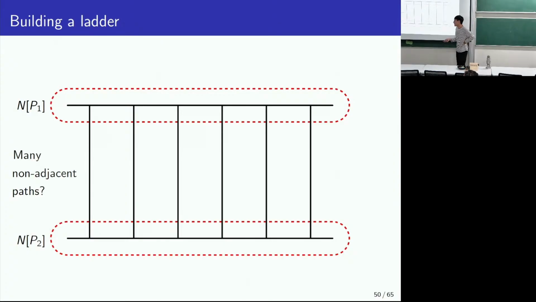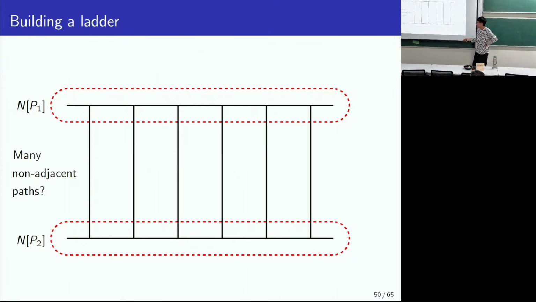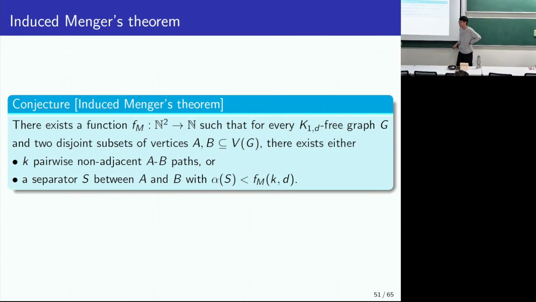Somehow we want to say that there are many non-adjacent paths between here and here by using some Menger-like property, but unfortunately this is not possible. So here is the induced Menger conjecture. There are a lot of versions of the induced Menger conjecture, a lot of which were disproved. But I hope that these versions survive for a while. Anyway, what I want to say is that for any set of vertices, either there are k pairwise non-adjacent paths or any separator between them has small independence number.